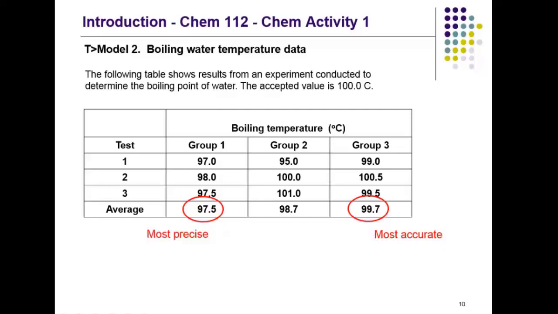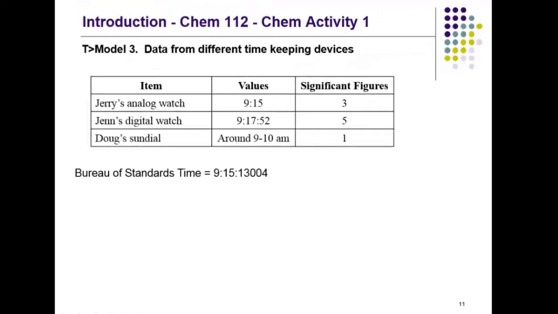Given that Group 1's data points are all below the true value, there must be some kind of systematic error at play in their data collection. We will see in the lab that we can use a calculation of percent difference to reflect the relative accuracy and standard deviation to reflect the relative precision. It is worth mentioning that sometimes it's quite difficult to determine the accuracy of data because often we do not have an accepted true value. And when we do have a true value, many times this value is simply an arbitrary value, agreed upon by the scientific community. In Teaching Model 3, we see some data concerning time, taken with different timekeeping devices. We have an analog watch, we have a digital watch, and of course we have Doug's sundial, which can be considered as a rather large watch.